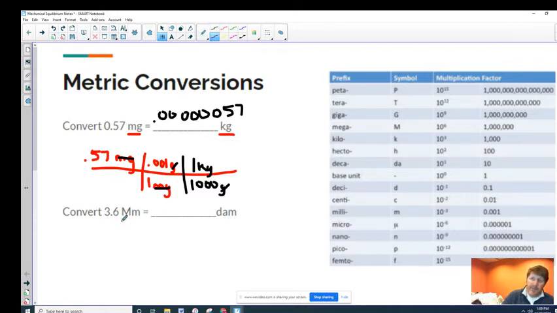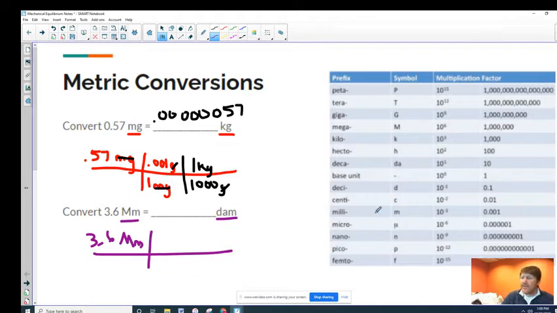I'm going to do it for megameters, and I'm going to go to decameters. So I'm going to start off with 3.6 megameters. And I'm going to come over here and I'm going to see that mega means million. As soon as I find it, it means million. And so 1 megameter equals 1 million. I can write this meters.